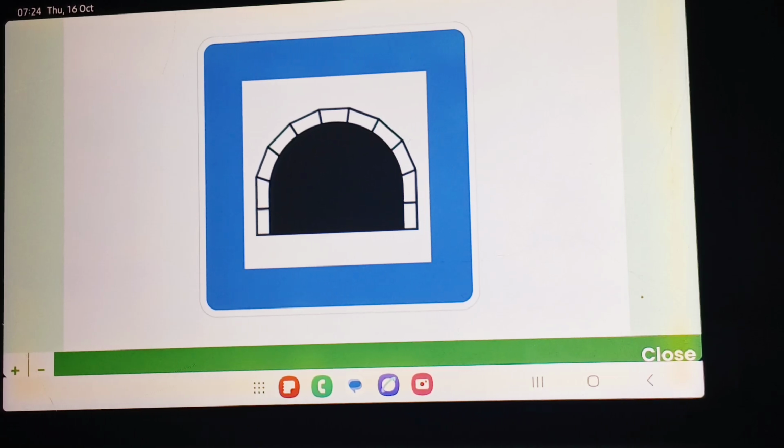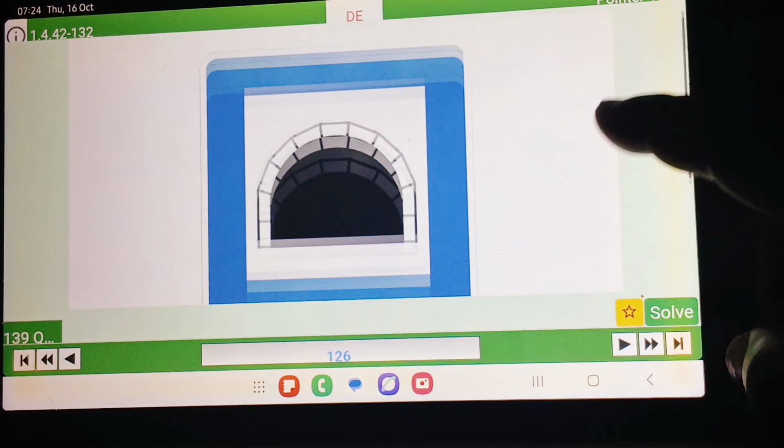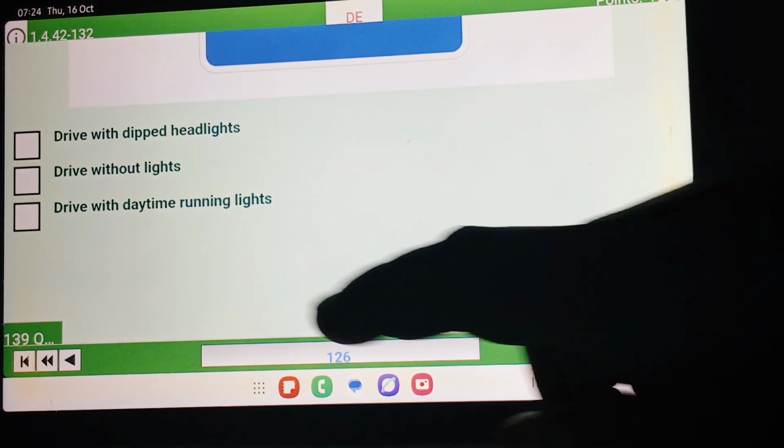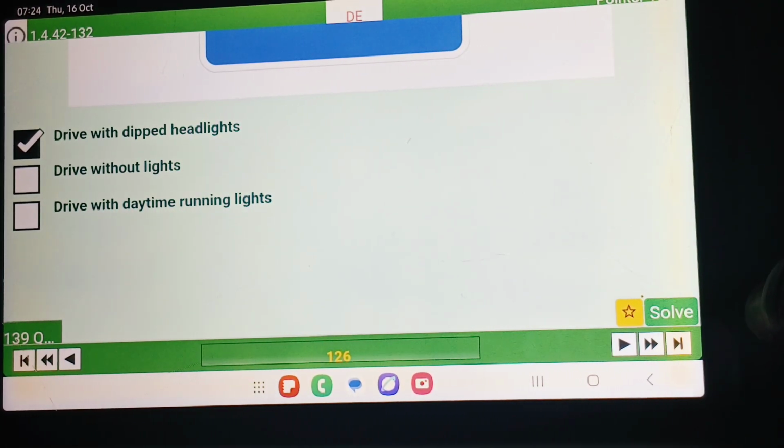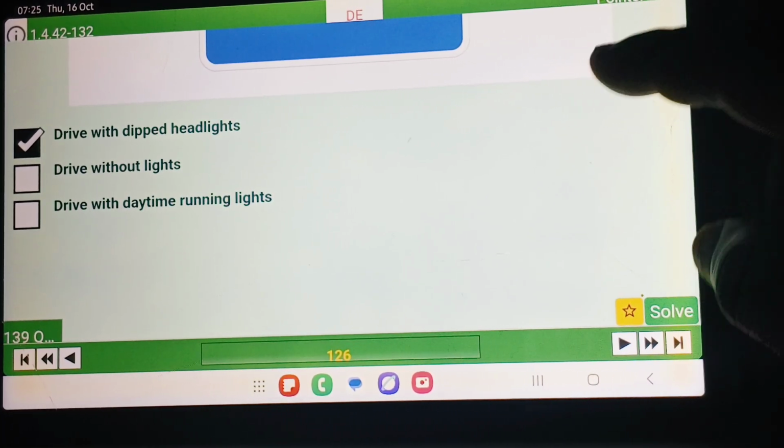Don't drive too close to the vehicle in front. Learn how to leave the tunnel in case of emergency. Always know your emergency exit. There's no reversing. You cannot stop in a tunnel. You cannot make a U-turn. So drive with your deep headlight. In a tunnel, whether in the morning, in the evening, in the afternoon, use your deep headlight.